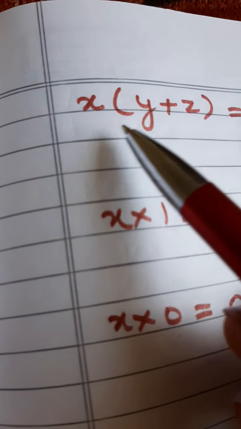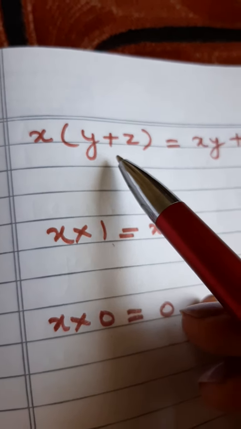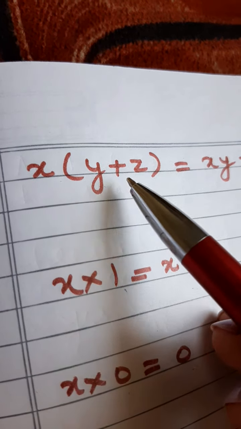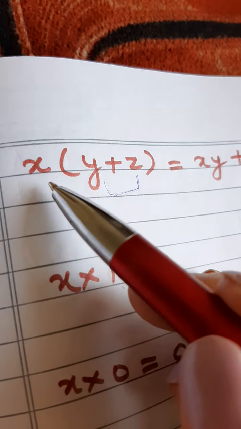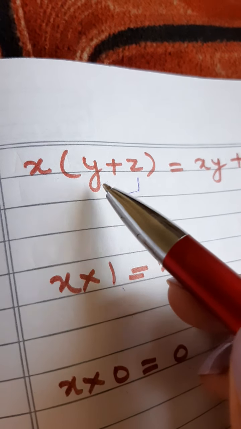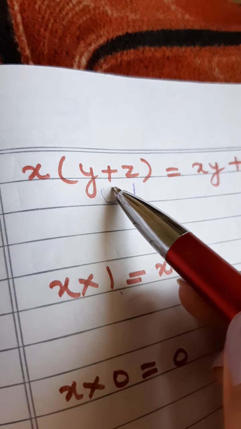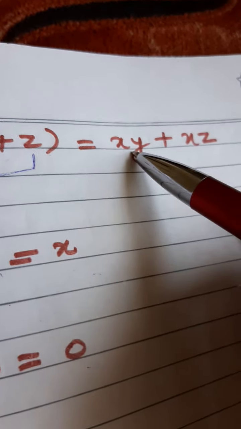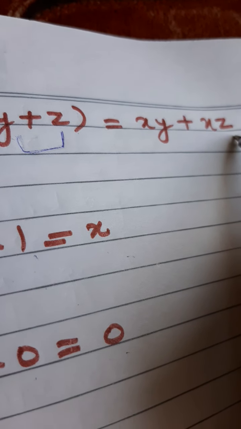Next is, if we multiply any literal number by the sum of any two other literal numbers. For example, here in this case, I have taken x multiplied by y plus z. This is the sum of both these, right? So, in such cases, whenever we open the bracket, x will get multiplied by y as well as z. Here the sign is plus, so we will use this sign. See how we are going to do it? x multiplied by y, plus x multiplied by z, and we can write xz instead of that. So, these are the properties of multiplication.